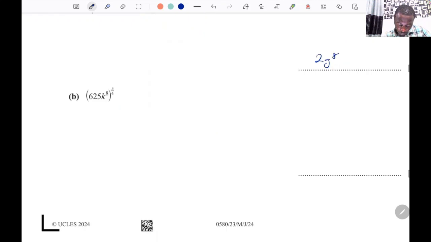Because the B part of it says we should simplify this, we're still simplifying. So here I have the fourth root of 625k to the power of 8. What I'm going to do right now is write this as the fourth root, because of the laws of indices, if you have studied that. So I have (625k⁸) to the power of 1/4.